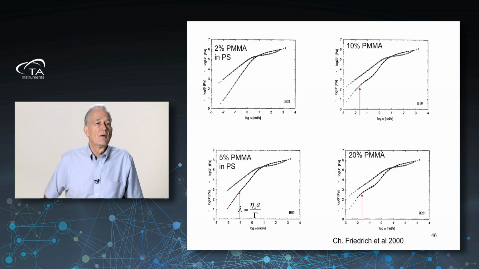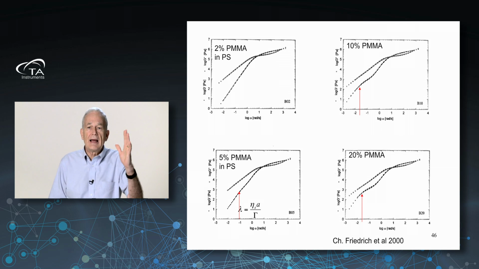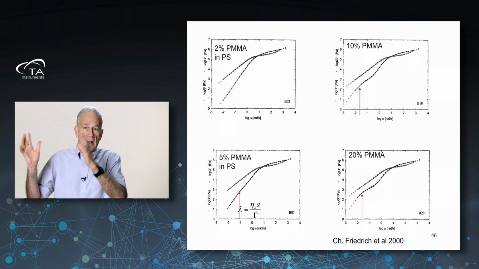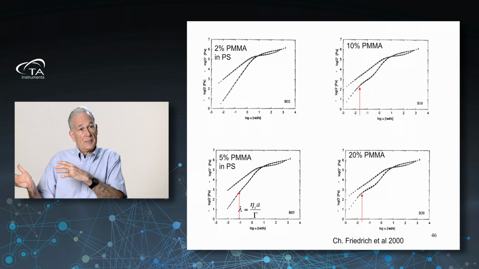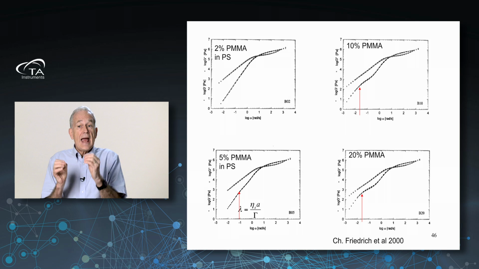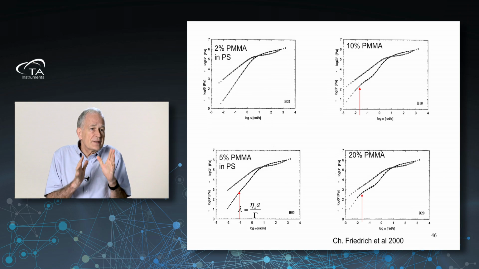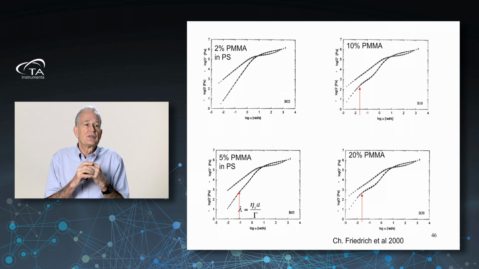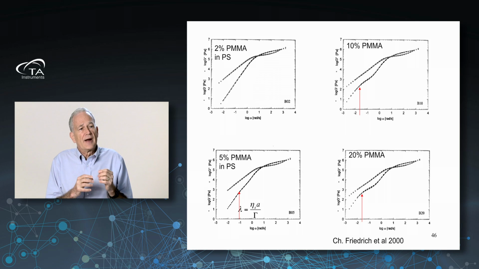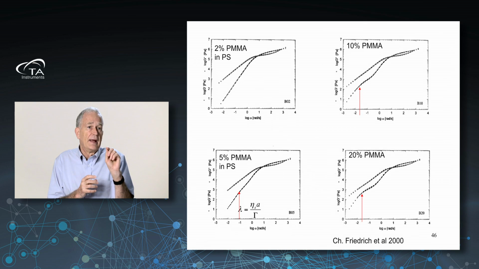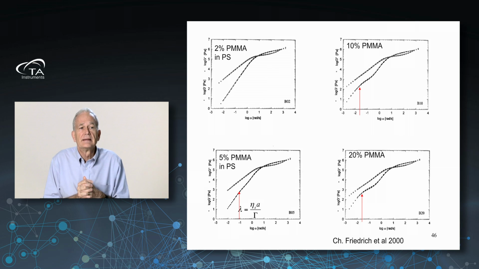So here is now, just like when I added a little bit of high molecular weight polystyrene to a polystyrene sample. Here I take polystyrene and add a little bit of polymethyl methacrylate. At 2% of PMMA, we don't see too much change. There is a little bit of change you could see in the G prime, but if I go to 5%, you can start to see a bump in the G prime. You see that red arrow. And then as we go to 10% and 20%, that bump is very obvious.